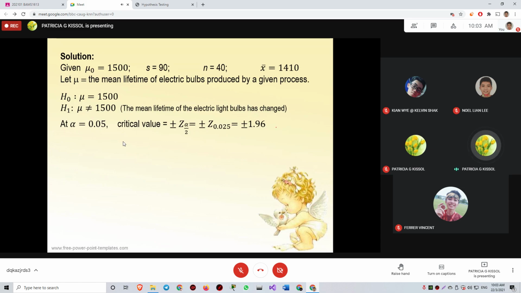And basically, class, this is how it looks. Two tail. So we have one here on the negative side and one on the positive side. This is 1.96, and here would be negative 1.96. So this is the rejection area.